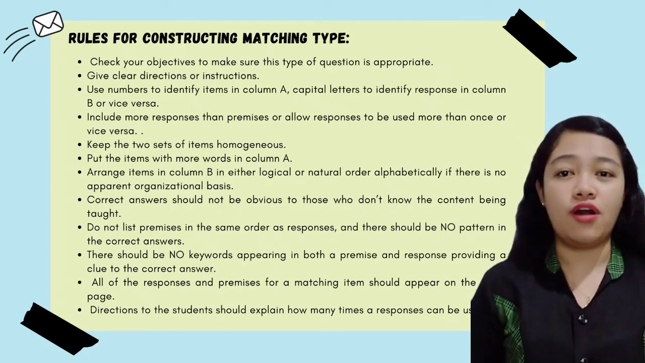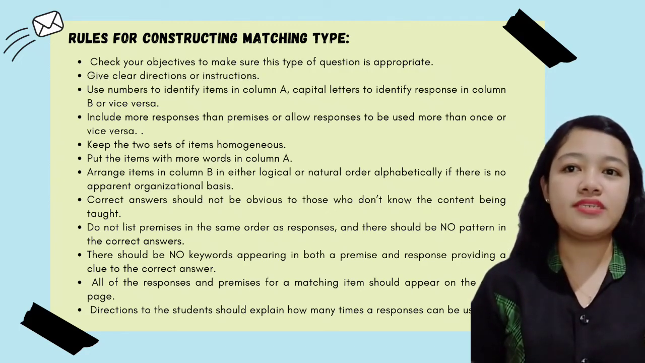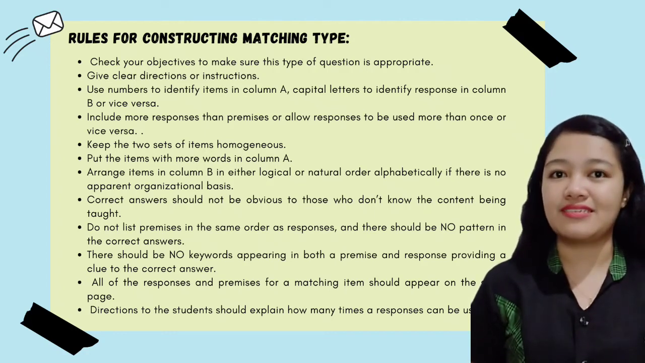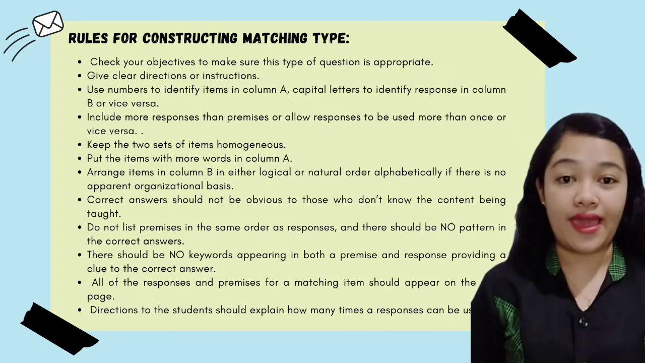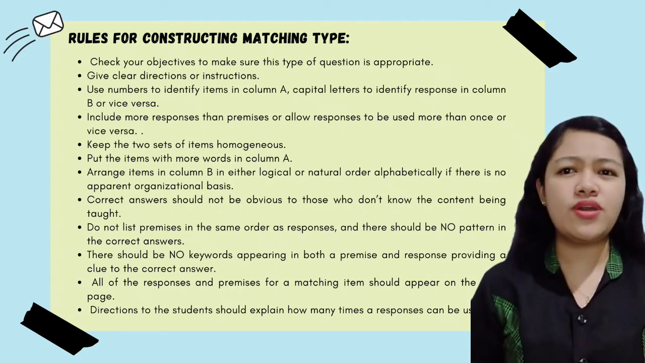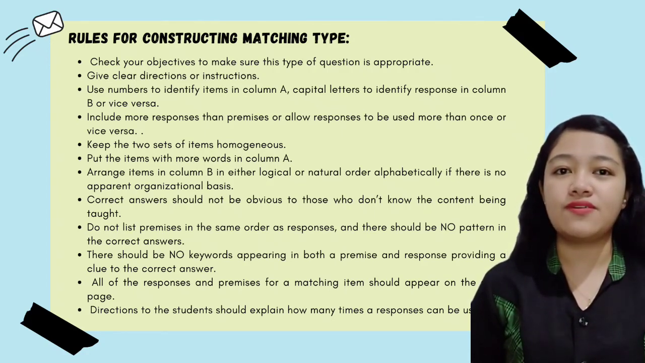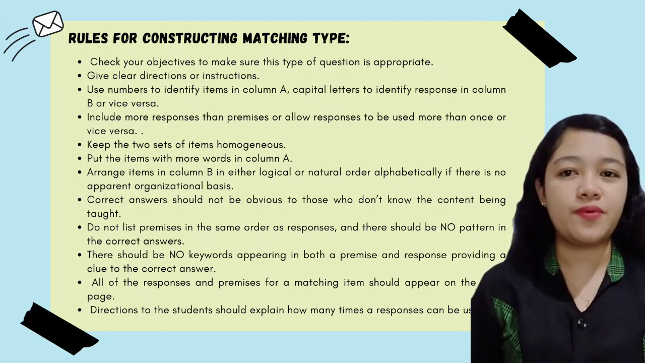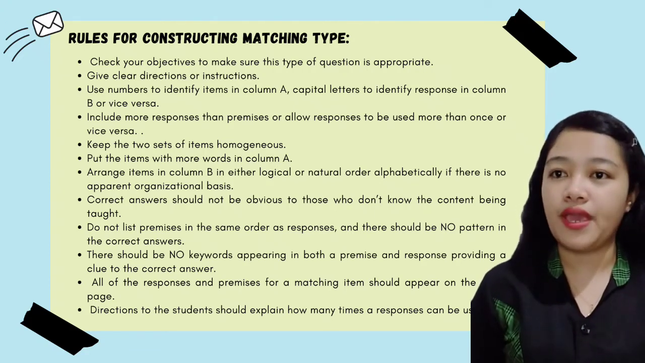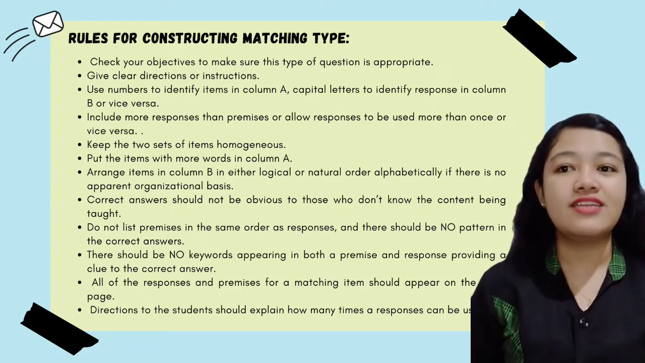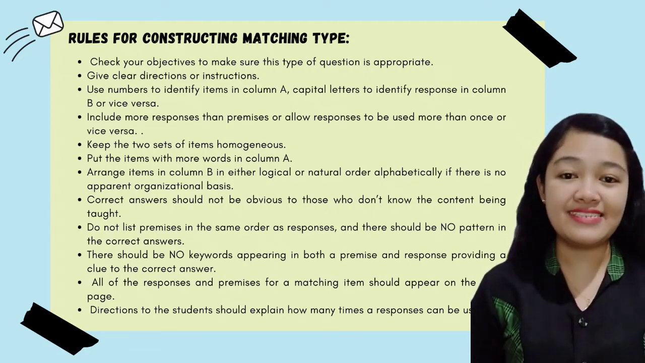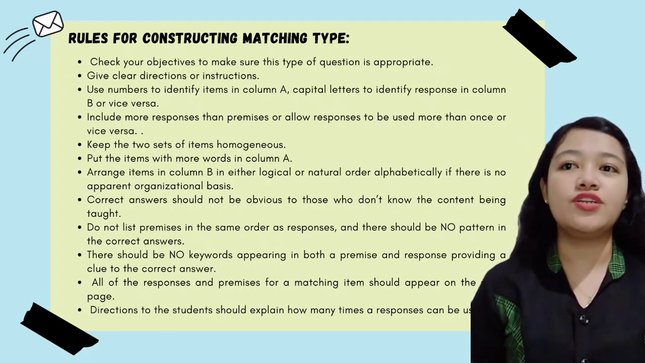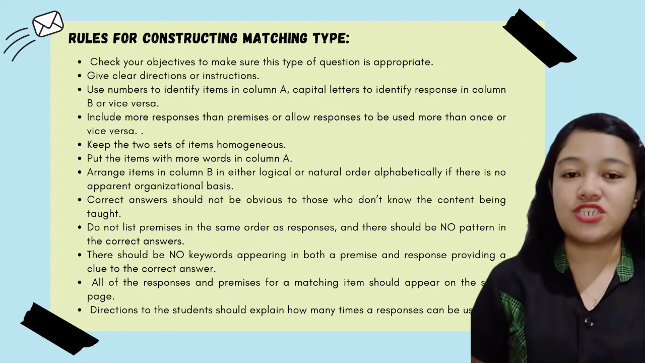Correct answers should not be obvious to those who don't know the content being taught. Do not list premises in the same order as responses, and there should be no pattern in the correct answers. There should be no keywords appearing in both a premise and a response providing a clue to the correct answer. All of the responses and premises for a matching item should appear on the same page. And lastly, directions to the student should explain how many times responses can be used. So those are the rules for constructing matching type.